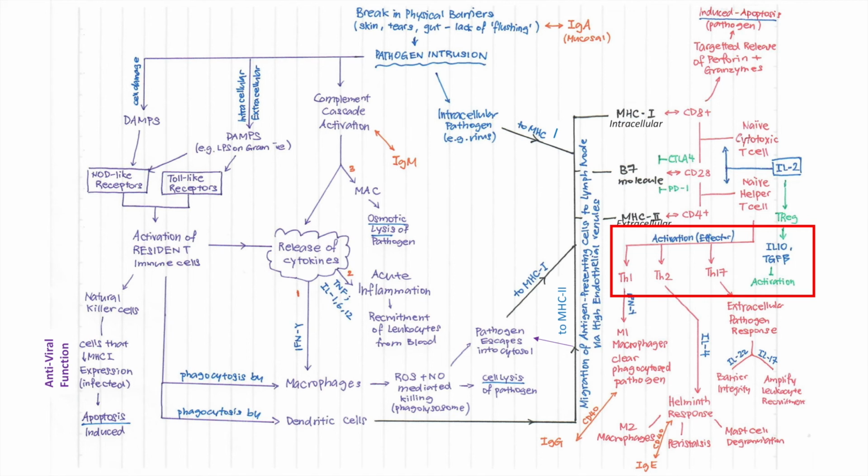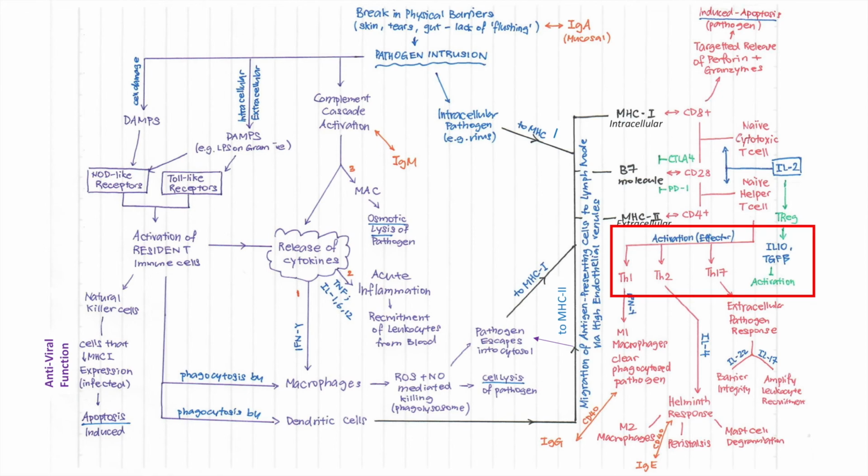At the same time, interleukin-4 also increases peristalsis, so it can sort of flush out all the helminths that are in the GI tract, and it also induces mast cell degranulation, because chemicals such as histamine within mast cells are toxic to helminths.